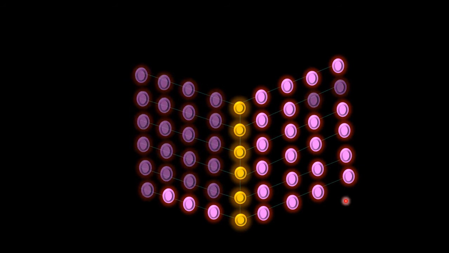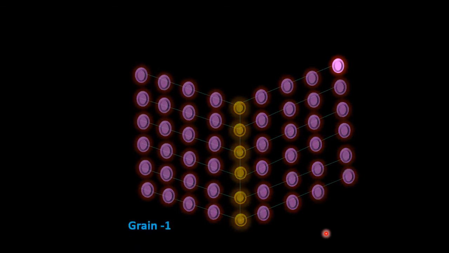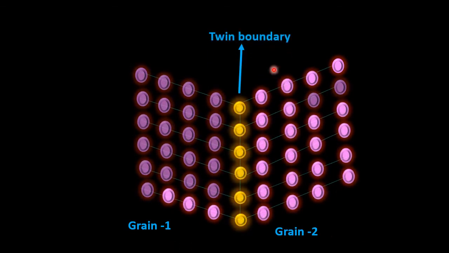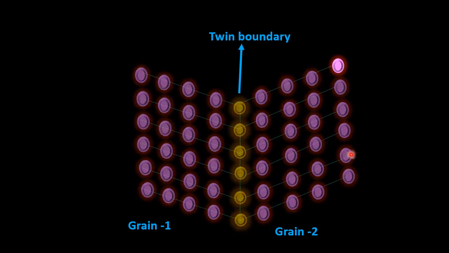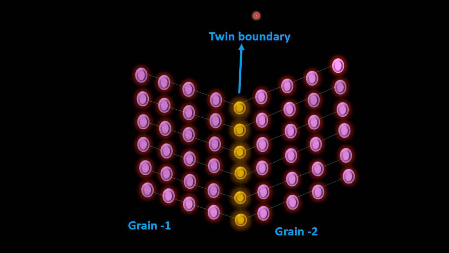A twin boundary is another specific type of grain boundary across which there is mirror lattice symmetry. That is, the atoms on one side of the boundary are located in mirror image positions of the atoms on the other side. So here you can see in this figure, this is grain 1 and this one is grain 2, and the region between these two grains is called the twin, or termed the twin boundary.